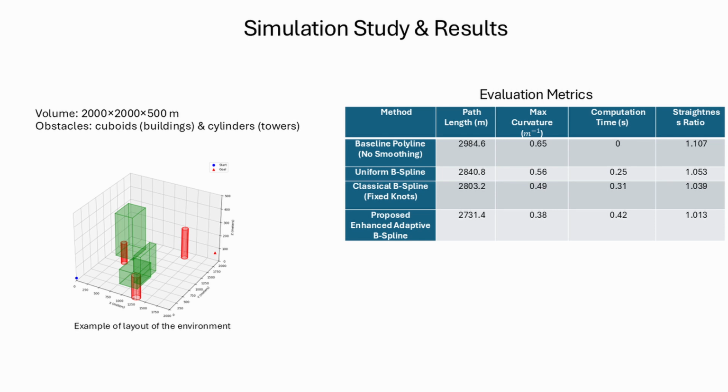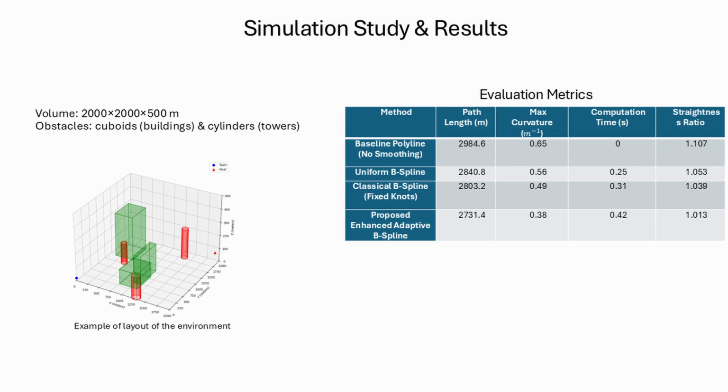The third is the classical B-spline. This is a step up, using chord length parameterization to place nodes. This method is slightly more adaptive and places more nodes in areas with tighter turns. And finally, our proposed enhanced adaptive B-spline, which uses a genetic algorithm for node placement and refines the path based on curvature. To measure success, we focused on four key metrics that are critical for real-world UAV missions.